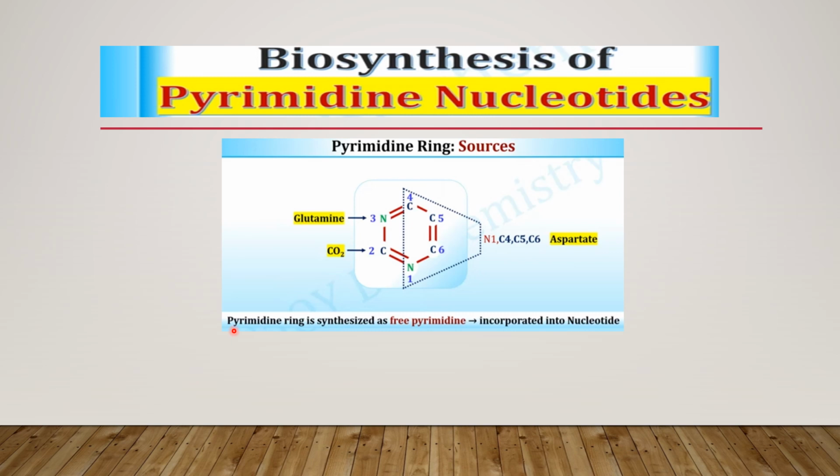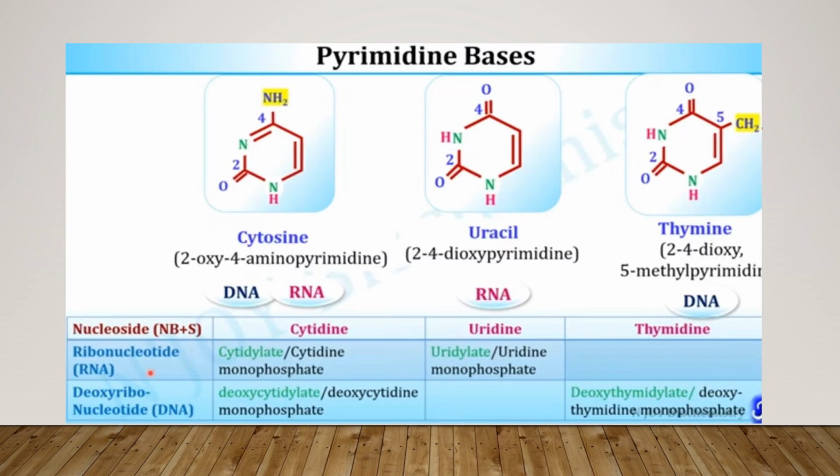Remember that unlike the purines, the pyrimidine ring is synthesized as free pyrimidine and later on it is incorporated into nucleotides. Pyrimidine bases. The three common examples of pyrimidines are cytosine, uracil and thymine.